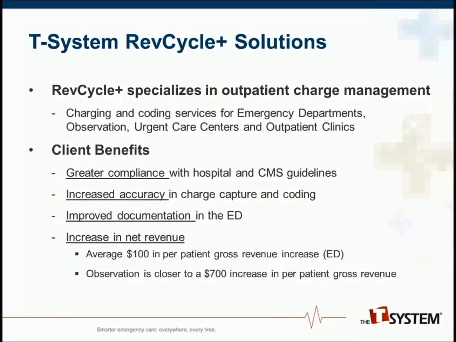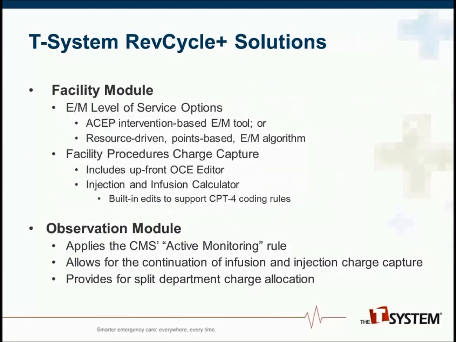So as a company, T-System RevCycle Plus, we provide solutions that address this. So in our outpatient charge management world, where we're accounting for the ED and observation, we have a technology platform that we'll show you here in just a second that helps us to get that right. And when we go out and do these audits, and I keep referring to these audits or assessments that we do, we find about $700 per patient in gross revenue that's being missed, either through the hours calculation or through the procedures, that is just revenue that the hospitals are missing out on. So there's really a tremendous financial gain to be had by getting this right.